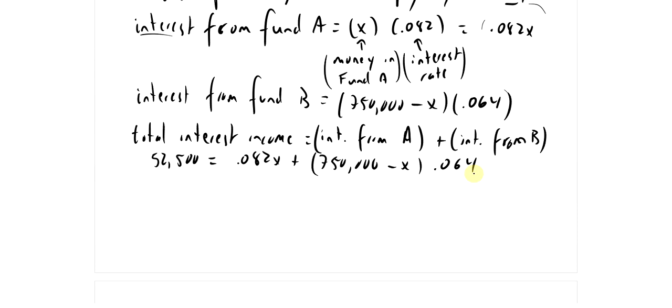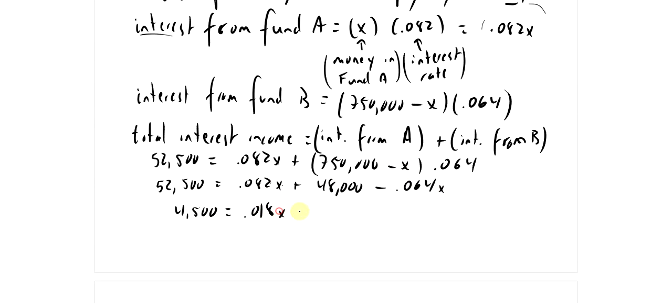So if we distribute this 0.064 to these two terms, we get 52,500 equals 0.082x plus, now 750,000 times 0.064 is 48,000 minus 0.064x. Subtract the 48,000 from the 52,500, you're left with 4,500. 0.082x minus 0.064x is 0.018x. Divide both sides by 0.018 and you get x equal to 250,000.